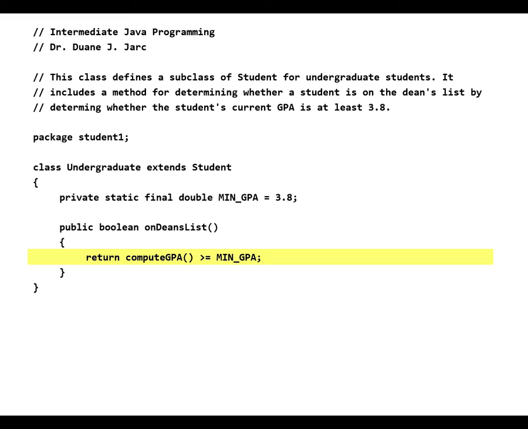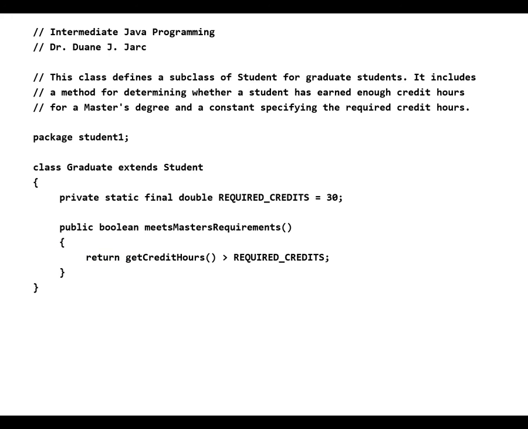Notice that this method is able to call the method computeGPA without any qualification, because this method is an instance method of this class that has been inherited from the superclass. Next, we examine the other subclass, Graduate. It extends the superclass by adding a constant REQUIRED_CREDITS that defines the number of credit hours required for a master's degree. In addition, it includes a method that returns a Boolean value indicating whether the student has met the minimum requirements.